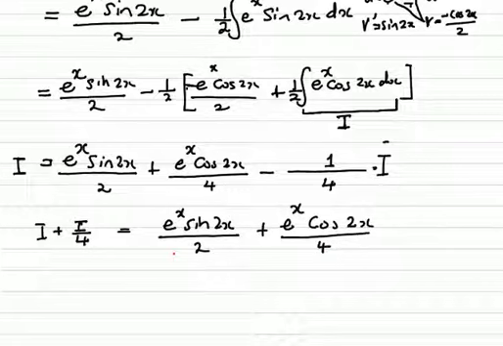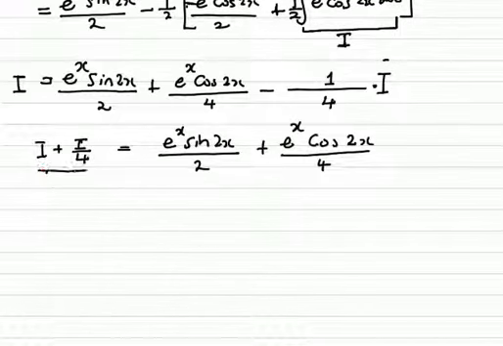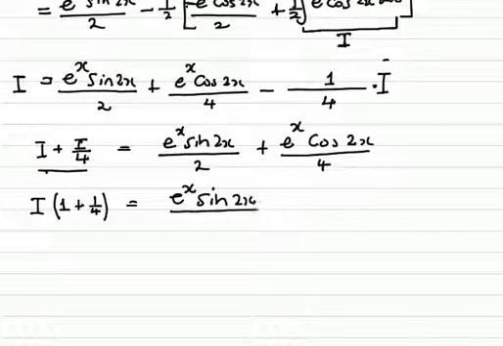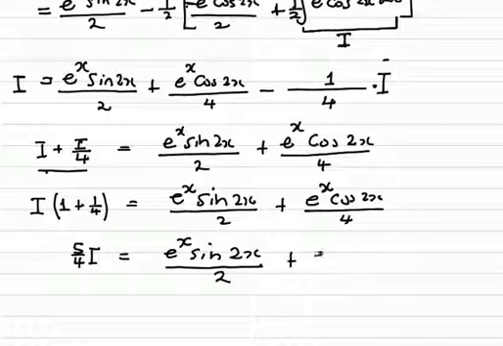all over 4. Now our target at the beginning here was to get I, and now we've got I in the equation here. So we can take the common factor I and basically have inside the 1 plus 1/4 equals e to the power of x sine 2x all over 2 plus e to the power x cos 2x all over 4. Then this is basically 1/4 plus 4/4, which is 5/4, so we've got 5 over 4 times I equals e power x sine 2x all over 2 plus e to the power x cosine 2x all over 4.